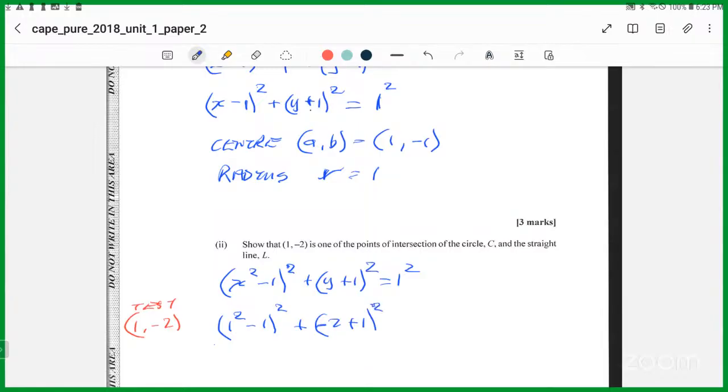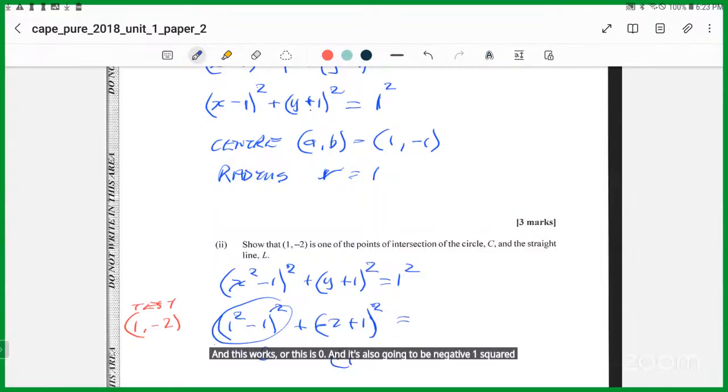And this works out to be 0. And this works out to be negative 1 squared, which is 1. Right? So it is true. This is now equal to 1. So that is true. This 1 squared is 1.